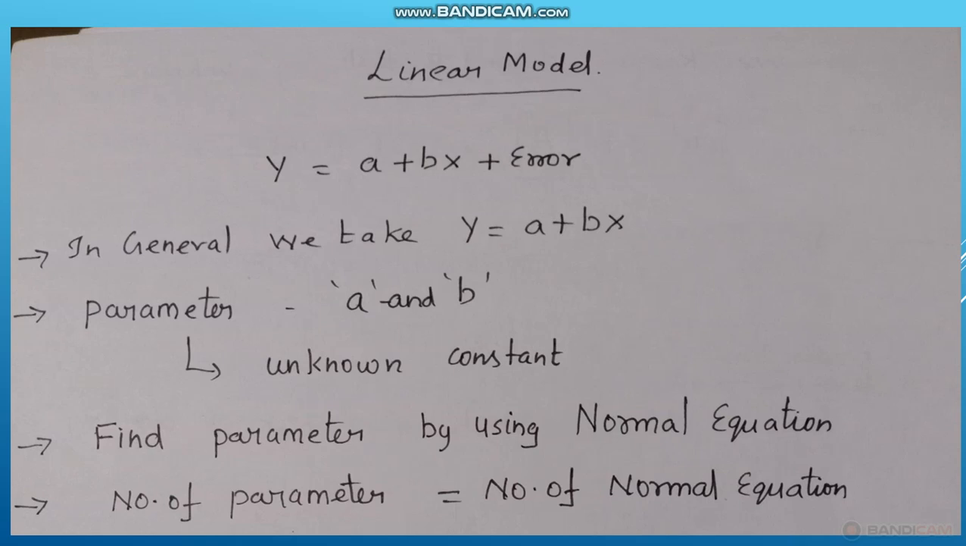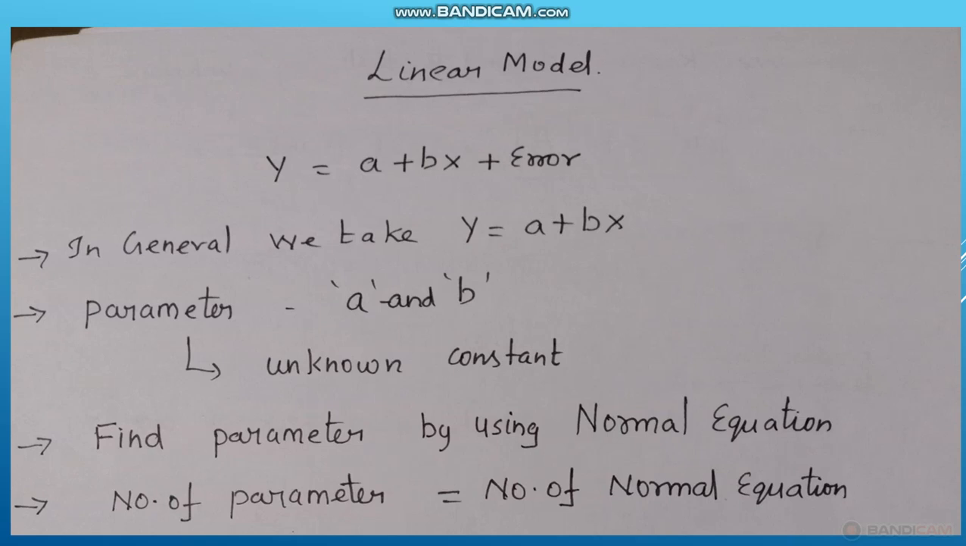First we see what is linear model. Linear model is y is equal to a plus bx plus error. Model means there will be error. Normally, for calculation purpose, we will take only y is equal to a plus bx. In this model the parameters are a and b. The parameters are unknown constants, so we want to find the parameters a and b based on the values of x and y.